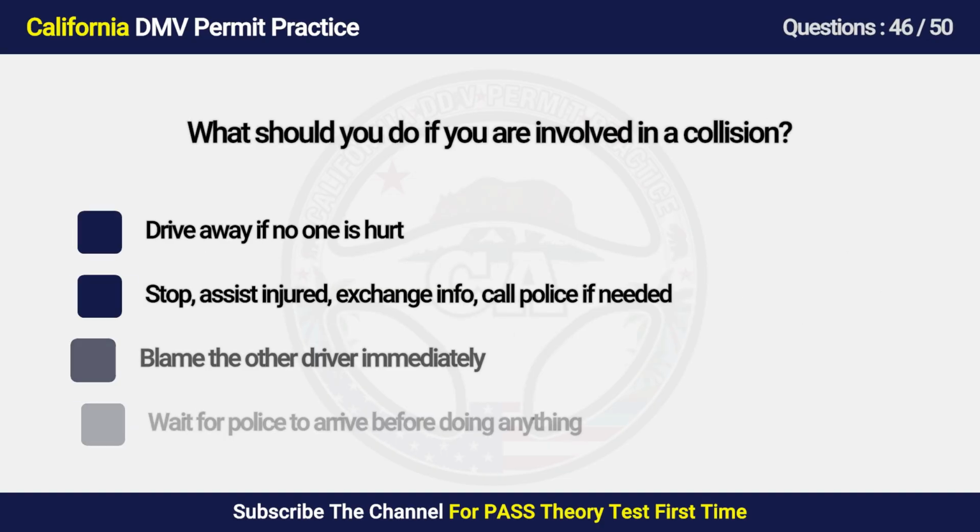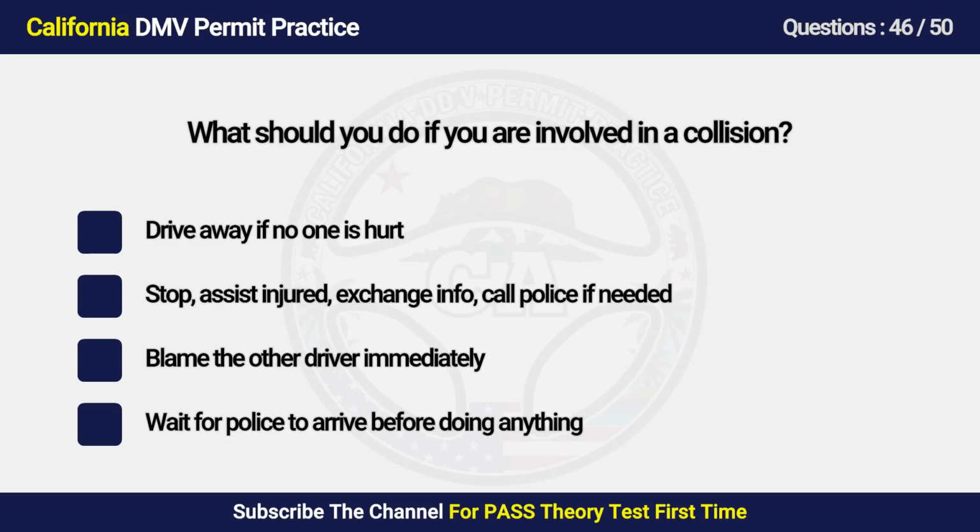Question 46. What should you do if you are involved in a collision? A. Drive away if no one is hurt. B. Stop, assist injured, exchange info, call police if needed. C. Blame the other driver immediately. D. Wait for police to arrive before doing anything.